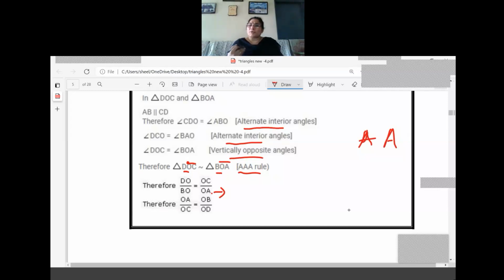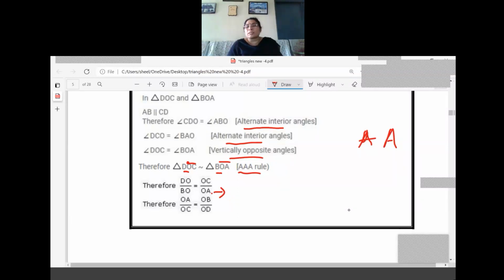You can easily find out two angles from the diagram, because it's a trapezium. Alternate interior angle concept is there, vertically opposite angle concept is there. Any two you can use, and you can write that they are similar by AA rule. If you are listing out three angles there, then you must write 3A there. That's all. That only the change.